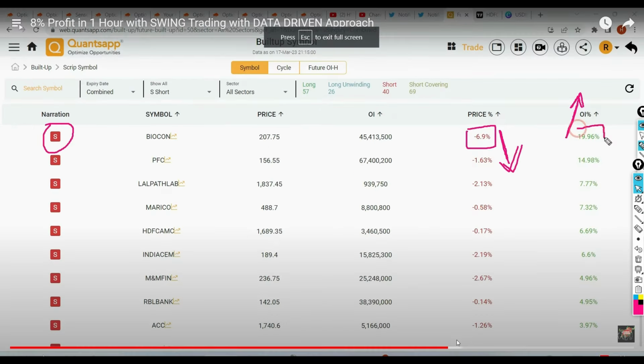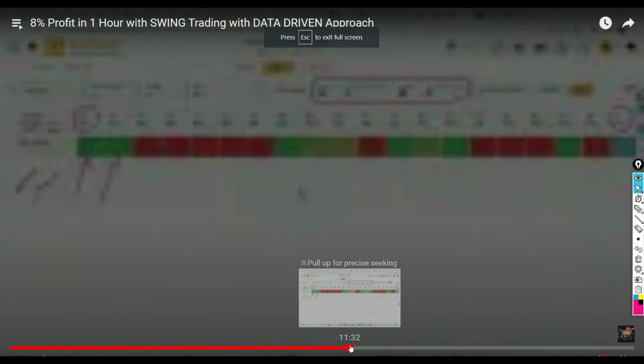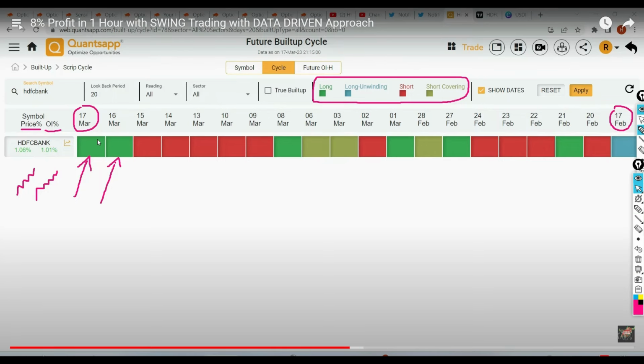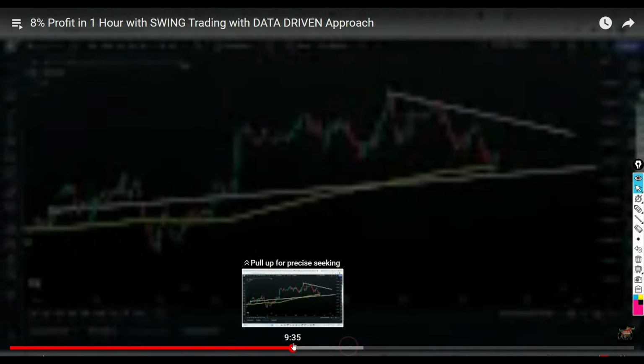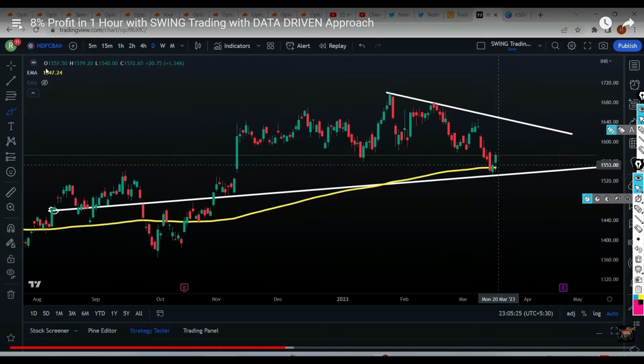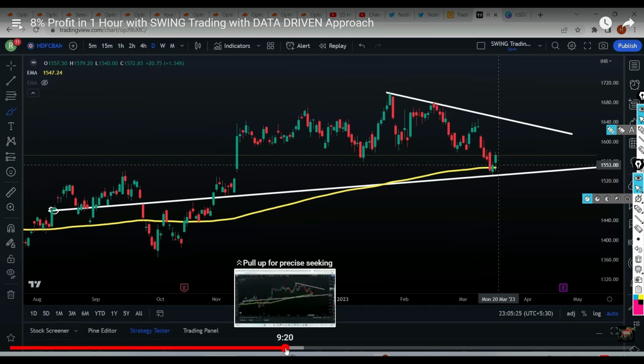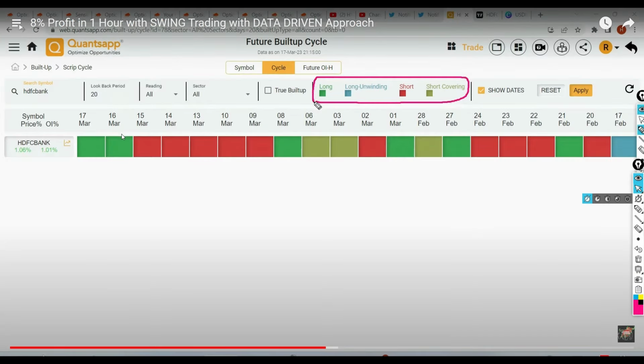Let me show you the video. The same concept tool that I've used, and I made almost 8% within 1 hour combined with my price action. This is the price action, HDFC Bank, which was giving me support on my trend line. I thought this might go up, and then I combined the same thing just to check what is happening with HDFC. And what happened with HDFC, there were longs getting built up. I thought this is a good trade for me to enter, and then I entered. I made almost 8% within 1 hour.